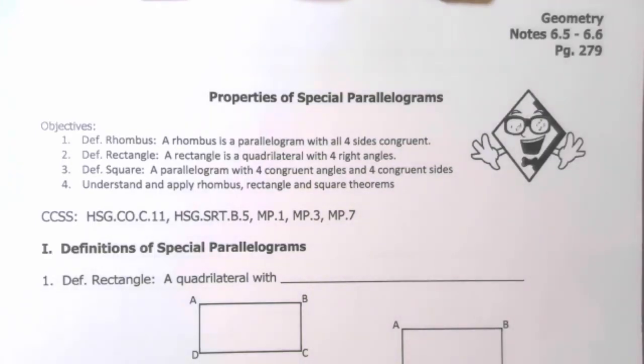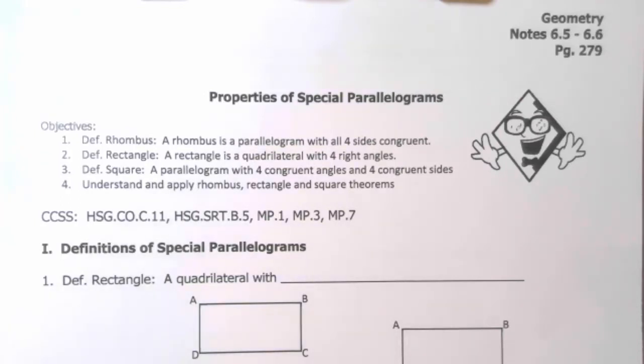Good afternoon. We are going to take the notes for sections 6.5 and 6.6. These sections of notes deal with properties of special parallelograms. So we're going to work with rhombuses, rectangles, and squares primarily, and see how they relate to parallelograms and some of the theorems and postulates that are unique to each of these figures.